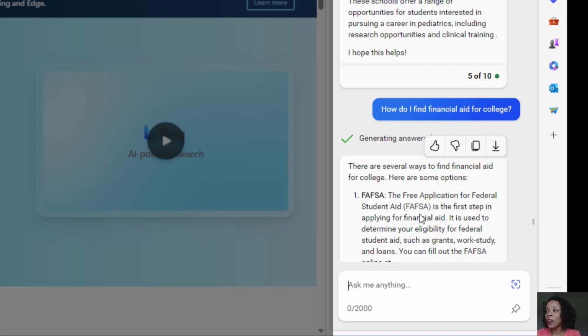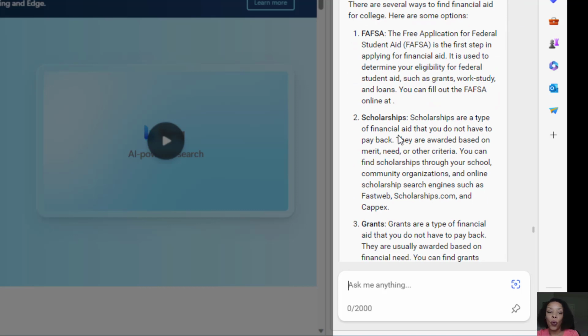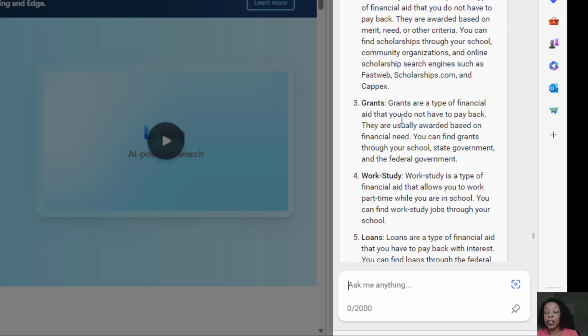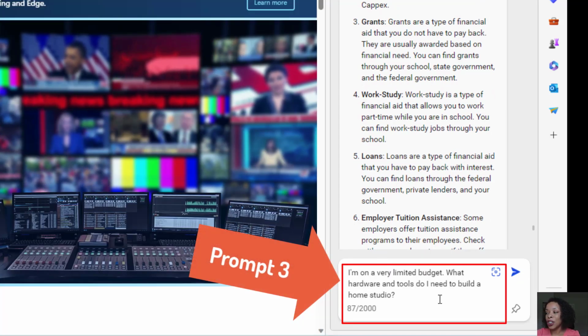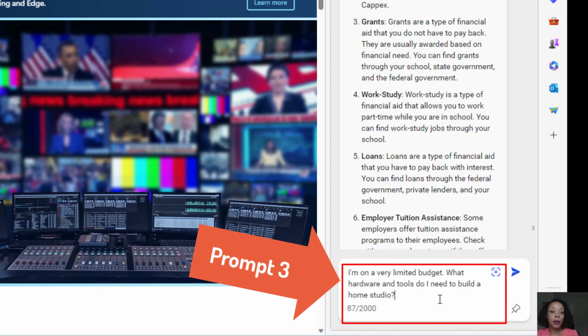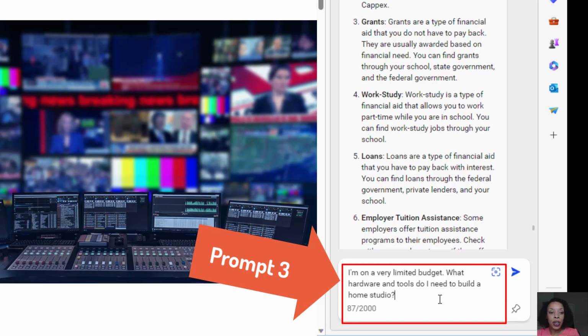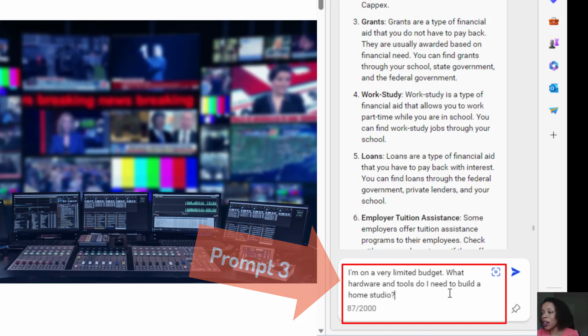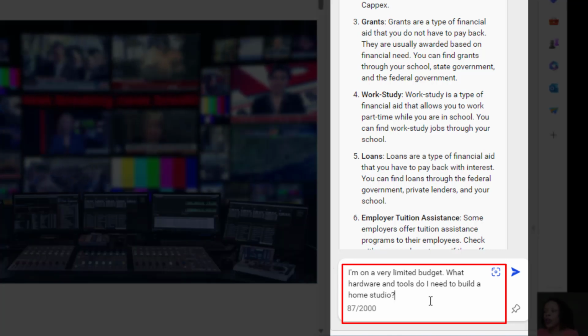They're right here. And from here, you can continue to ask some more questions, or you can go to FAFSA for now. Now I can search for scholarships, and maybe I can look for grants or work study or schools that allow that. I'm on a very limited budget. So this is for people who are interested in home studios. You like to do beats, you want to set up a home studio, you don't know where to start. I'm on a very limited budget. What hardware and tools do I need to build a home studio?